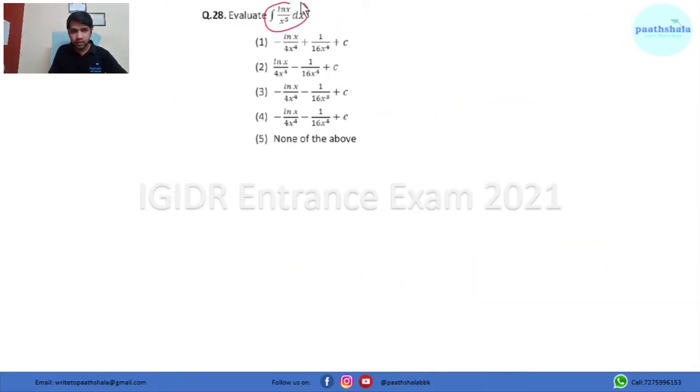So here again you have to evaluate this integral. So again by Euler rule, you have to take ln x into 1 upon x power 5. So this will be your first function and this will be your second function. Okay, let's solve it. So this will be ln x into integration of 1 upon x power 5.